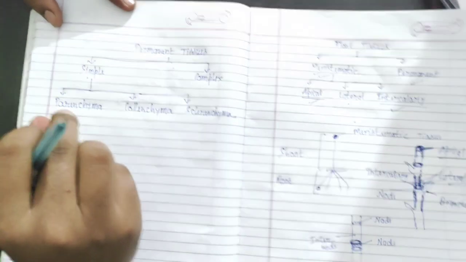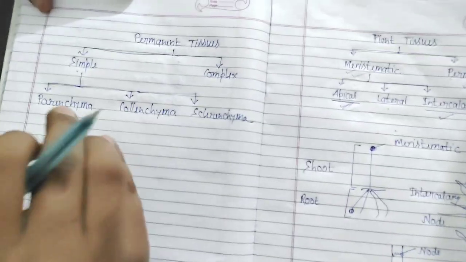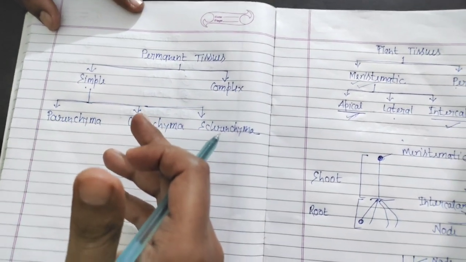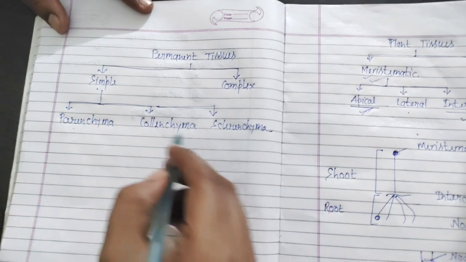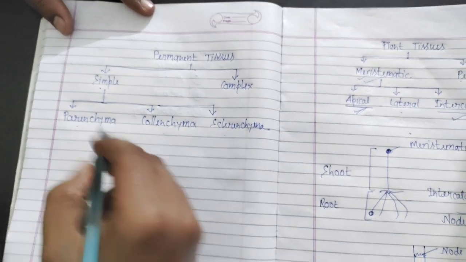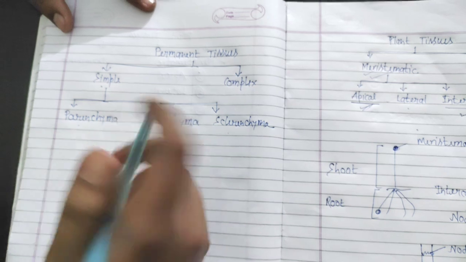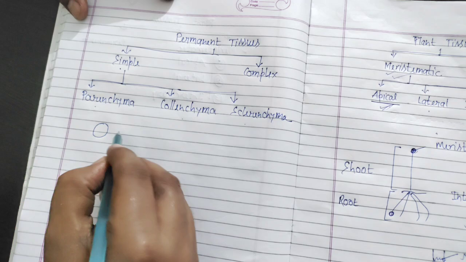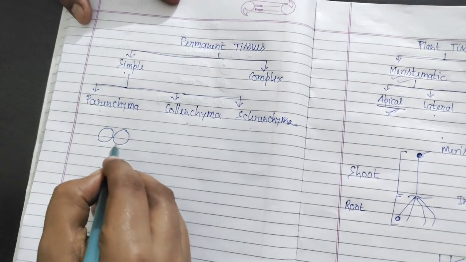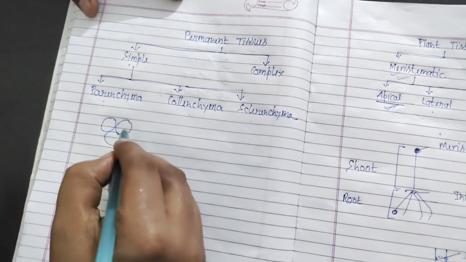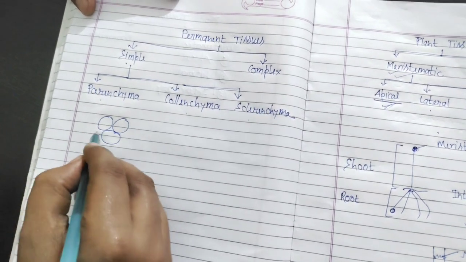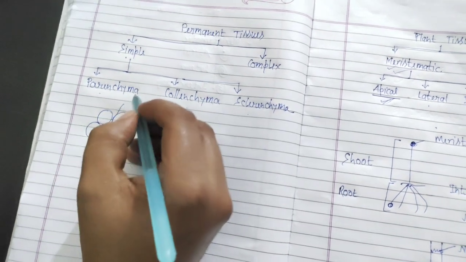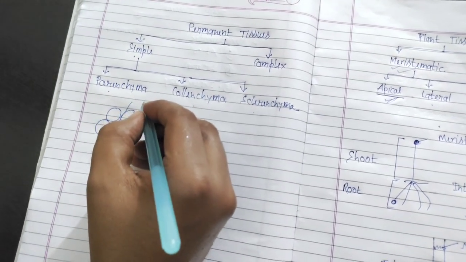If the tissue is made up of only one type of cell, and it cannot divide further, it is called simple permanent, like parenchyma, collenchyma, sclerenchyma. What is the difference among all three? If you observe parenchymatous cells, they are thin walled. If you observe, that cell wall is what? Thin. And they are having intercellular spaces. Thin walled, having intercellular spaces.